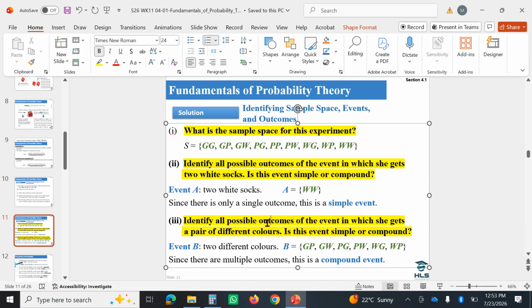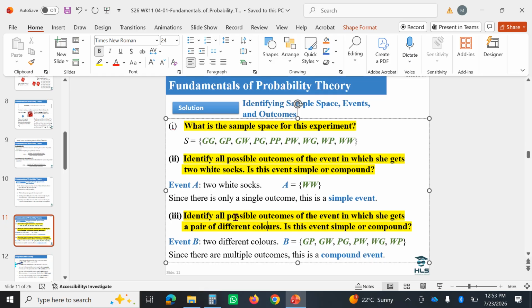Identify all possible outcomes of the event in which she gets a pair of different colors. Is this event simple or compound? We're only looking for different colors, so that means green green is gone, pink pink is gone, white white is gone, leaving 6 outcomes left. It's what we call a compound event. Okay, let me know if you guys have any issues on that. Moving on.